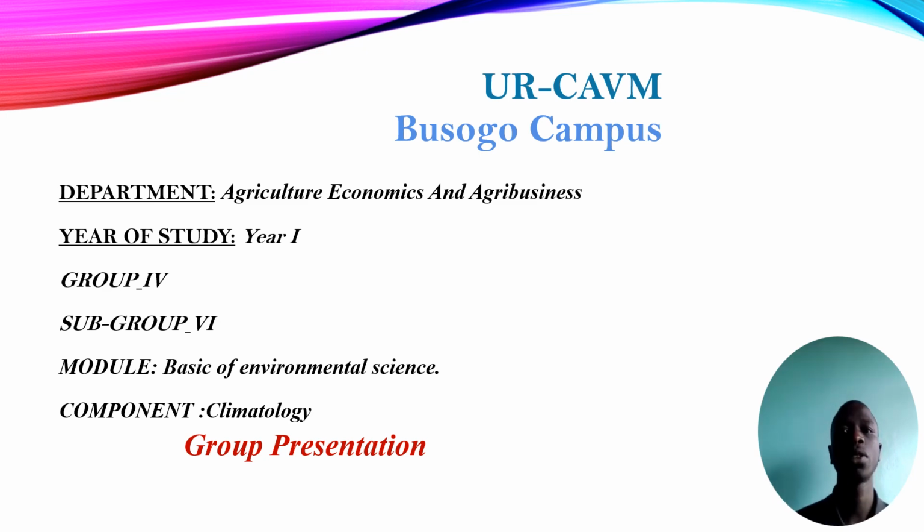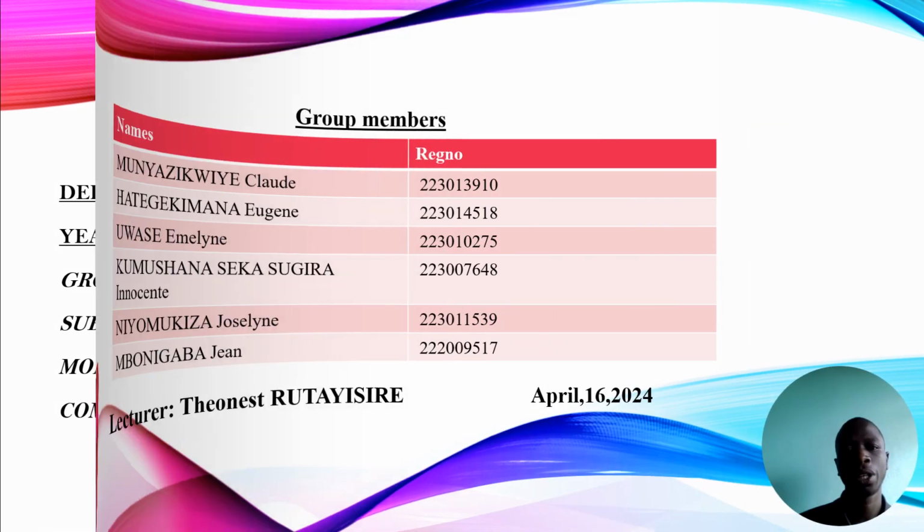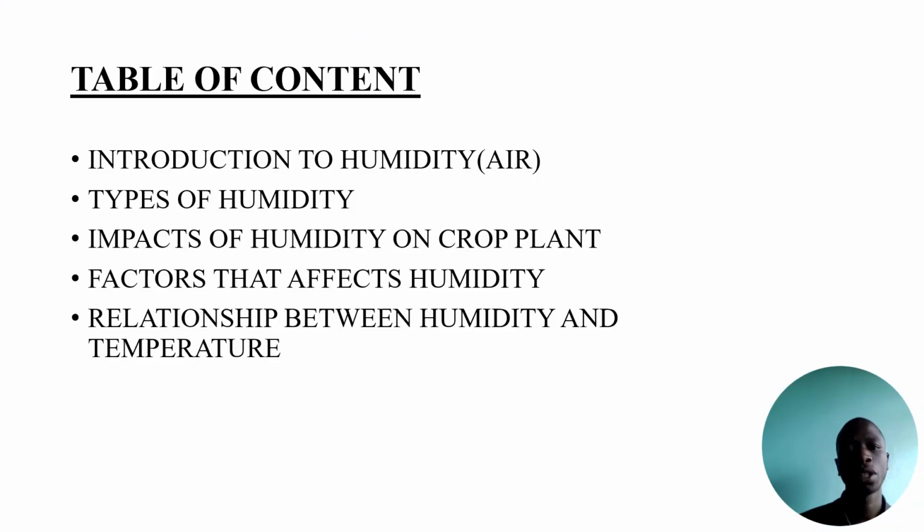humidity. In this topic of humidity, we are going to focus on different points where we are going to see what humidity is, types of humidity, impact of humidity on crop plants, and the factors that affect humidity. And the last point is about the relationship between humidity and temperature.